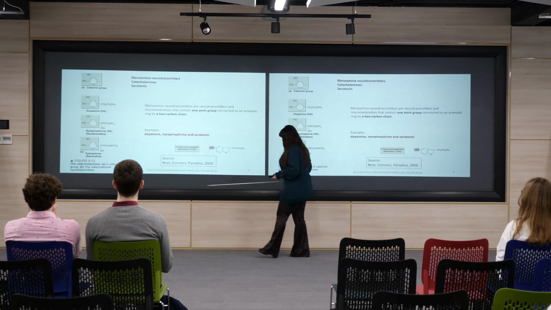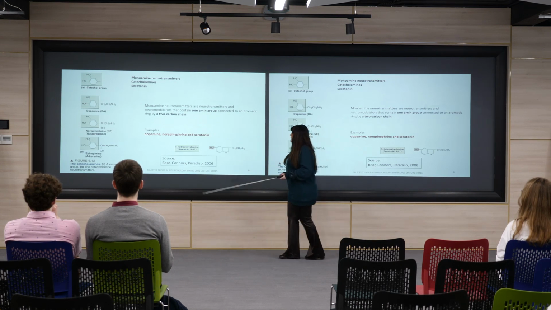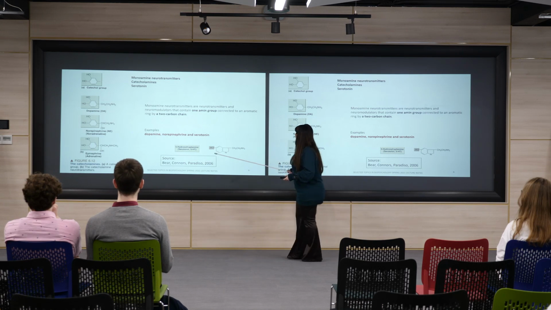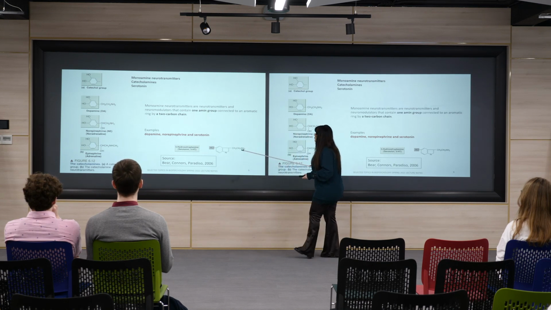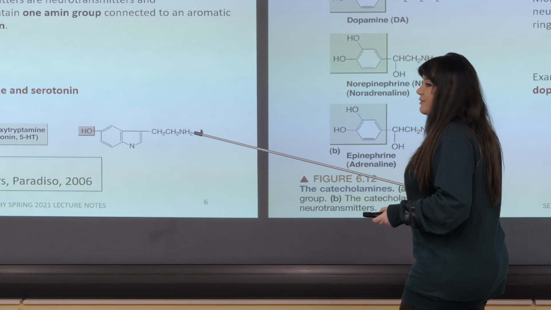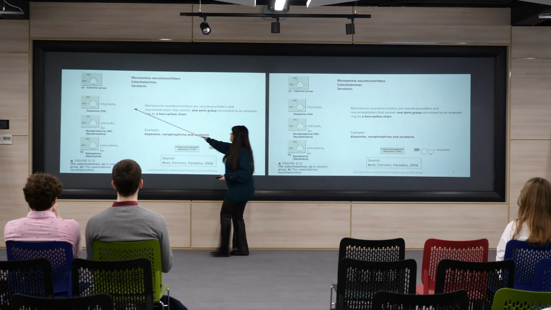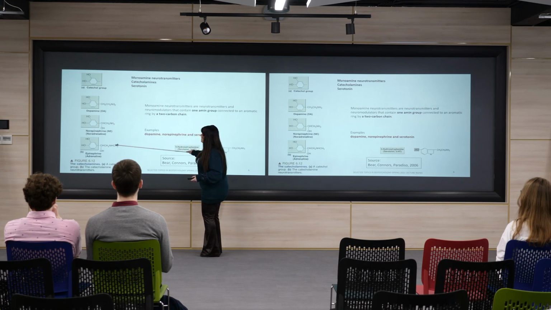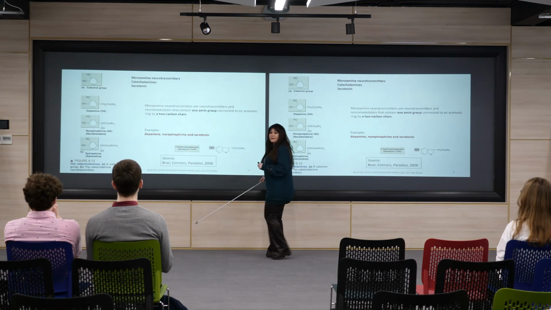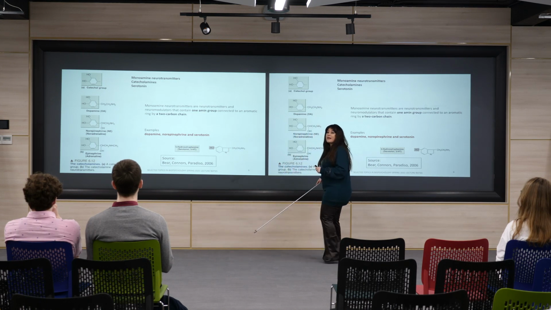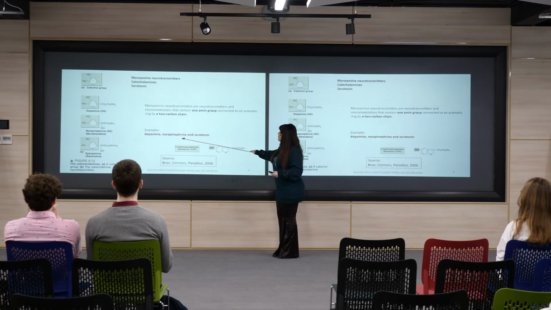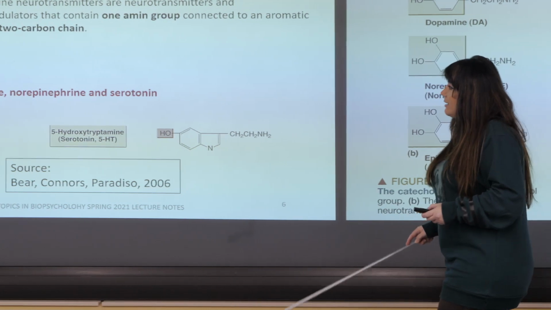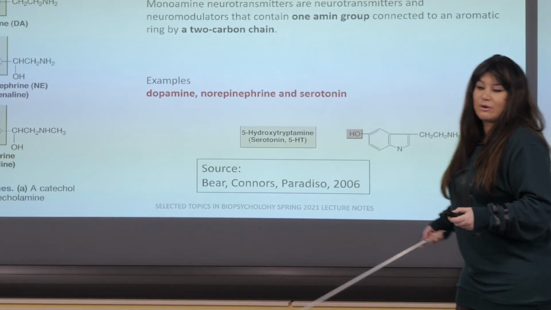The other group is serotonin, and serotonin is structurally different from catecholamines. That's why it is not in the catechol group, but they are all monoamines because you see this is the amine group here. The amine group that is found here, here, here. There is one amine group. That's why they are called monoamine neurotransmitters. Okay, these are the monoamine neurotransmitters, namely dopamine, norepinephrine, serotonin, and also adrenaline or epinephrine.